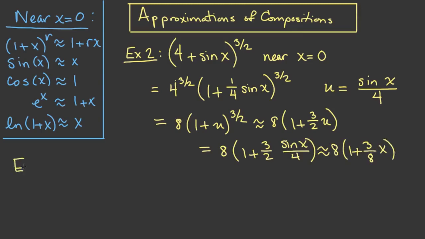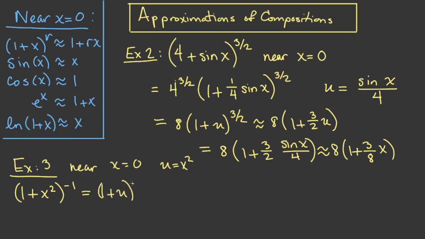I just want to do one more example because in all the examples that I've done so far, I've used a linear approximation and I've ended up with a linear function. Consider the function (1 plus x squared) to the negative 1. So I can make a substitution u is equal to x squared because when x is near 0, u is also near 0. So I can just plug in a basic approximation here. (1 plus x squared) to the negative 1 is equal to (1 plus u) to the negative 1, which is approximately equal to 1 minus u. Substituting back in for x, this is equal to 1 minus x squared.